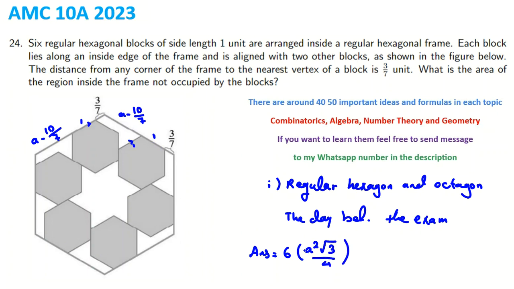I said this in my previous video before the exam, that the area of a regular hexagon is this because it is created by 6 equilateral triangles. Then we subtract the 6 regular hexagons, each of them 6 times 1 squared root 3/4. So the only thing that we should find is A.